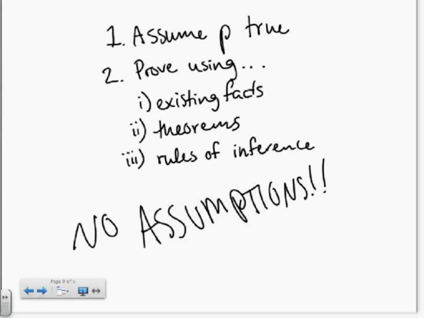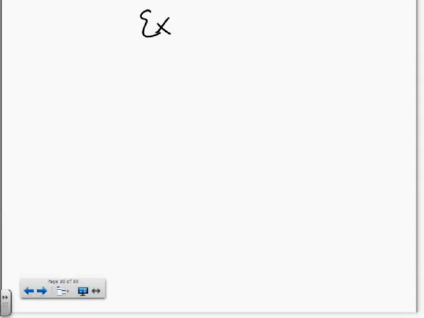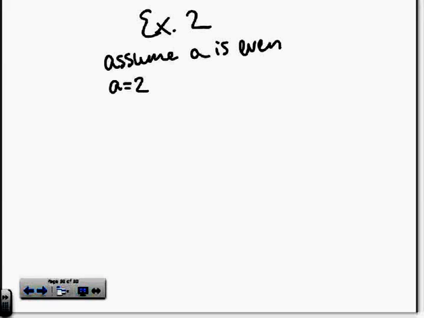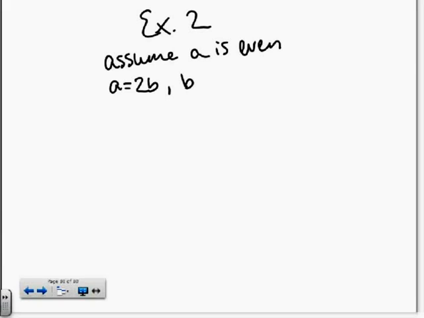Alright, now to another example. In this example, we want to show that if A is an even integer, then the square of A is also an even integer. First, we assume that A is an even integer. By the definition of an even integer, A is equal to 2B, where B is any other integer. When we square A, we also square the quantity 2B.